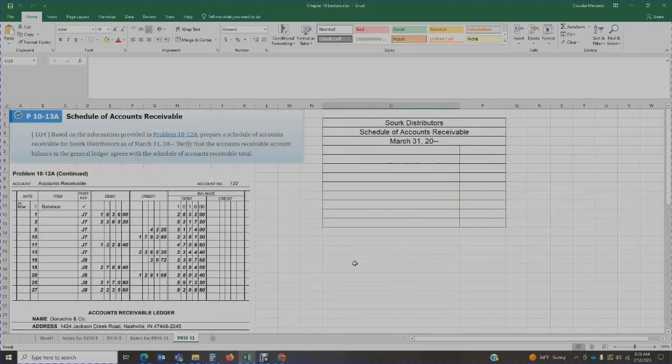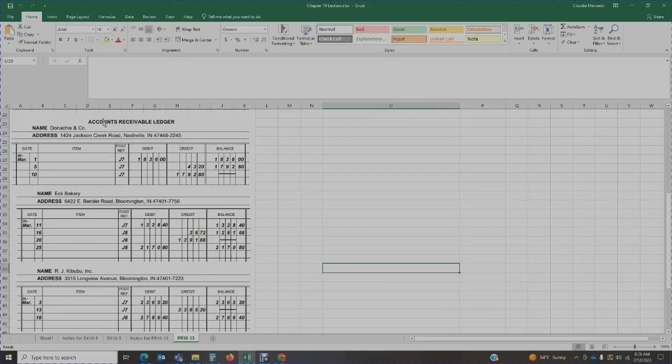Okay. Now, in this particular problem that we're covering, problem 10-13, they're asking us to use the information from problem 10-12. In your homework, you are going to be given the information just as I'm doing here. You're not going to have to calculate anything. You're going to be provided with the general ledger for the accounts receivable, and then you're going to be provided with the accounts receivable ledgers.